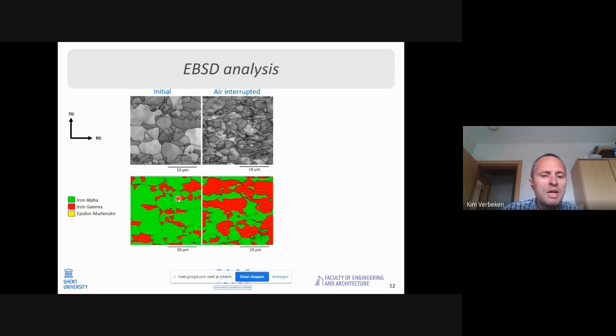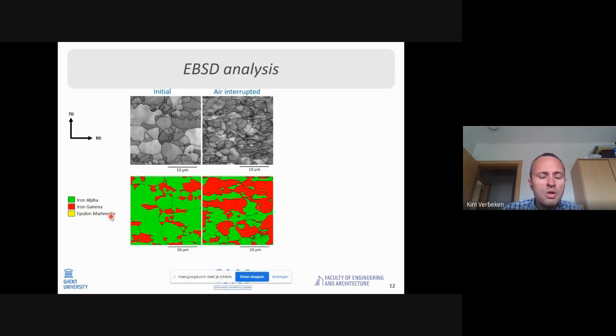And a phase map is a colorful picture, and the color corresponds to the phase in the structure. So here in the initial material, it's a duplex stainless steel. This means that you have a structure with some ferrite and some austenite. Austenite is in red. Now, the third phase we were looking for is epsilon martensite, because this is a phase which can form when you deform austenite. This is the yellow color.